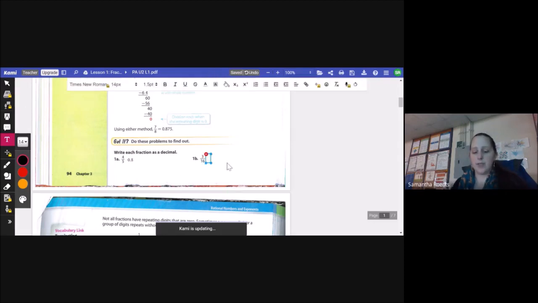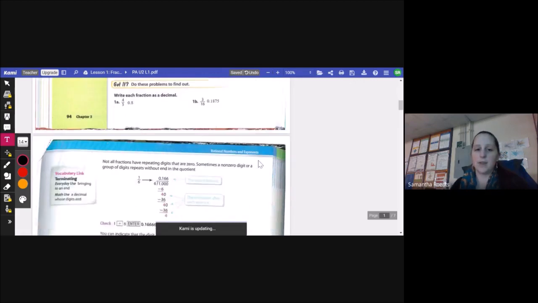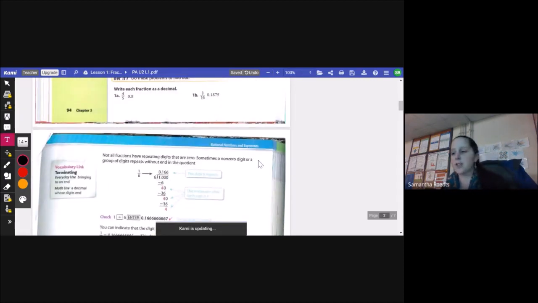I'm going to do the same for 3/16. 3 divided by 16 gives me 0.1875. Because these both eventually end in 0, if I continued this out, I'd have 0.80. This is a terminating decimal. Same with 1b, 3/16. Not all fractions have repeating digits that are 0.